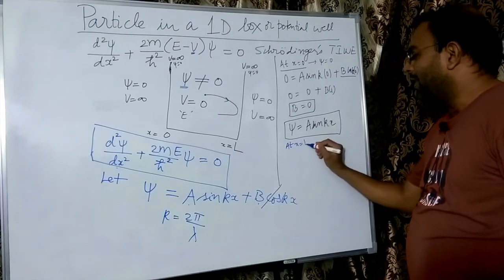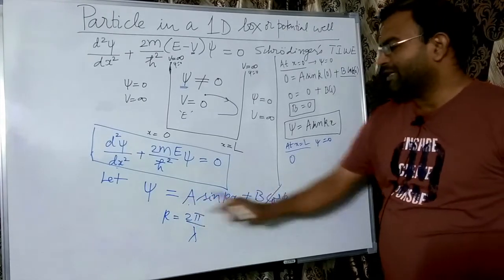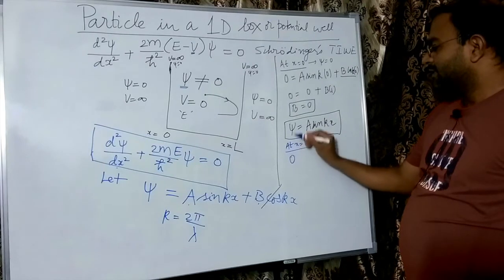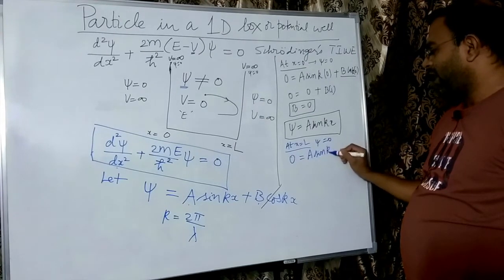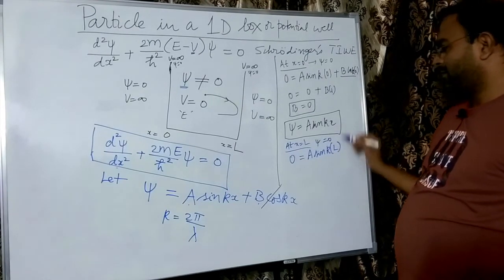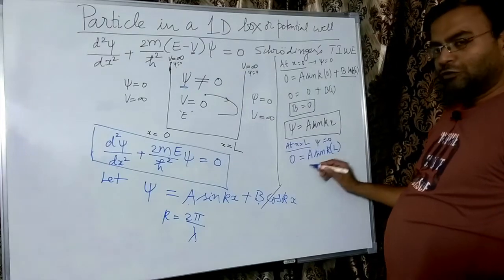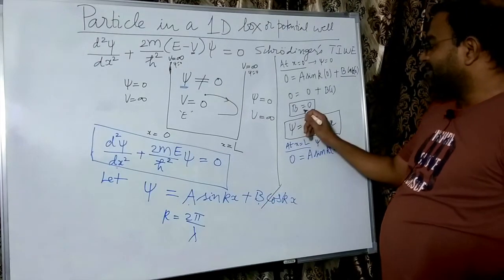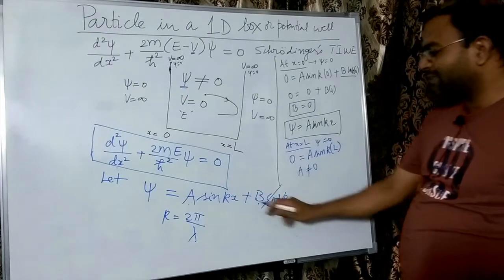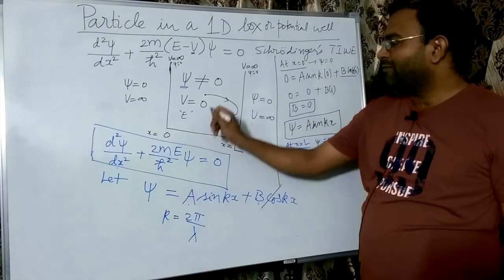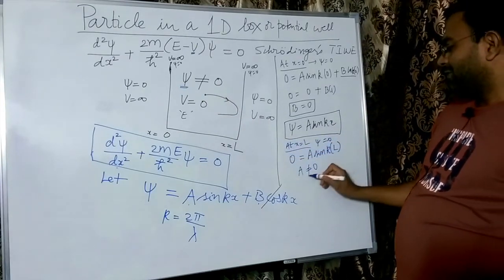At x is equal to L, psi is 0. Therefore, applying this to this equation, 0 is equal to A multiplied by sine k into x, which is now L, because it is at x is equal to L. Now this implies A sine kL is equal to 0. Since B was already eliminated by the condition B is equal to 0, A cannot be 0, because if both constants are 0, that would mean the wave function is 0, but the wave function is non-zero inside the box. Therefore, we have to take A not equal to 0.